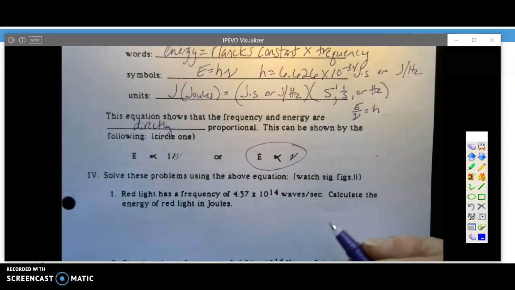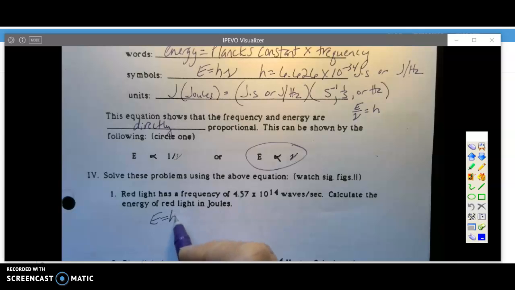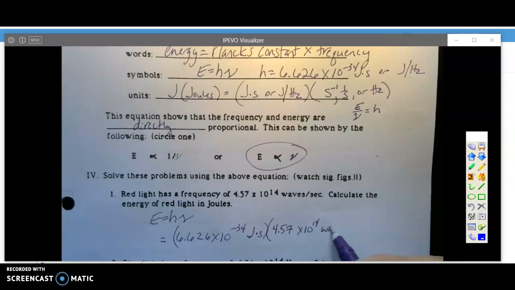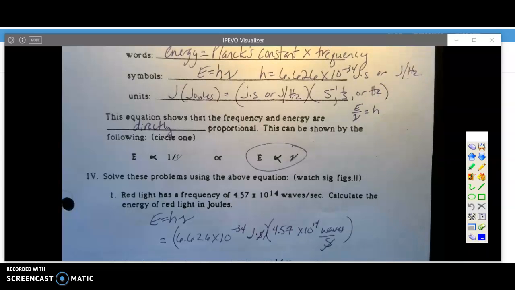So that means this is proportional to the frequency. And then it's, again, just plugging in for equations. So I have frequency, I want to know energy. So I'm just going to plug in 6.626 times 10 to the negative 34th. This is in waves per second, so I'm going to do joules times seconds. And then 4.57 times 10 to the 14th waves per second. Seconds cancel. And when I multiply that in my calculator, I get 3.03 times 10 to the negative 19th joules.